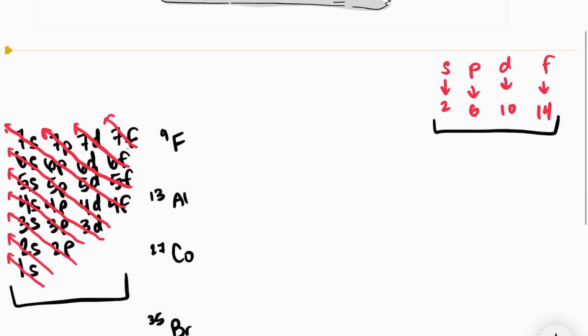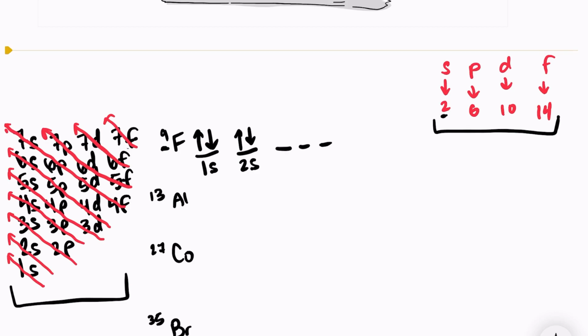So first we have fluorine. If we look on the periodic table, it has an atomic number of 9, which means there's 9 electrons we need to account for. So we'll start with 1s. 1s can hold 2 electrons. So remember, we have to put our arrows in opposite directions. After 1s, we have 2s. Same thing, I'll put my 2 electrons in opposite directions.